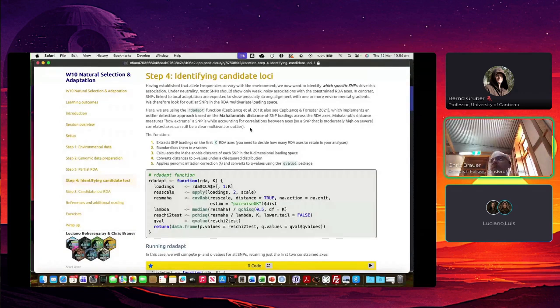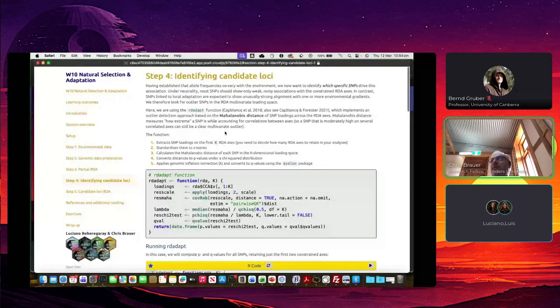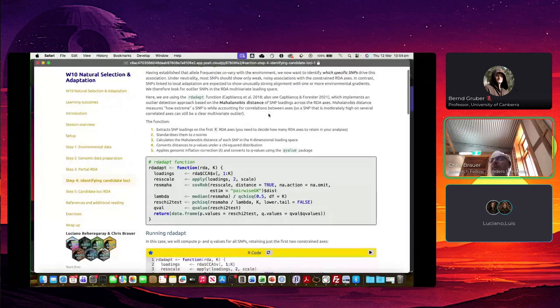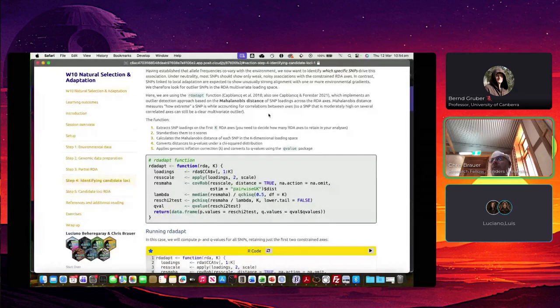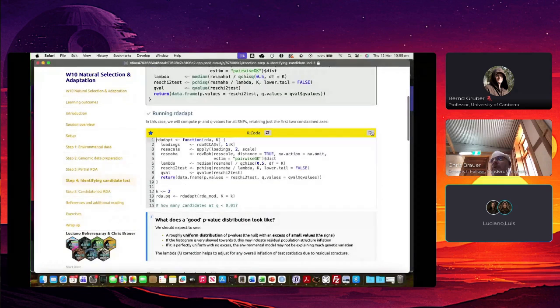is a good way of identifying candidate loci from an RDA model that incorporates information from all of the axes in your model at once, more so than another typical way that people do it, where they just take outliers on each axis independently based on the loadings in the model, whereas this incorporates all of our information at once. So it's a more sophisticated way than just looking at the loadings on each individual axis, basically. Let's see if this one will run.